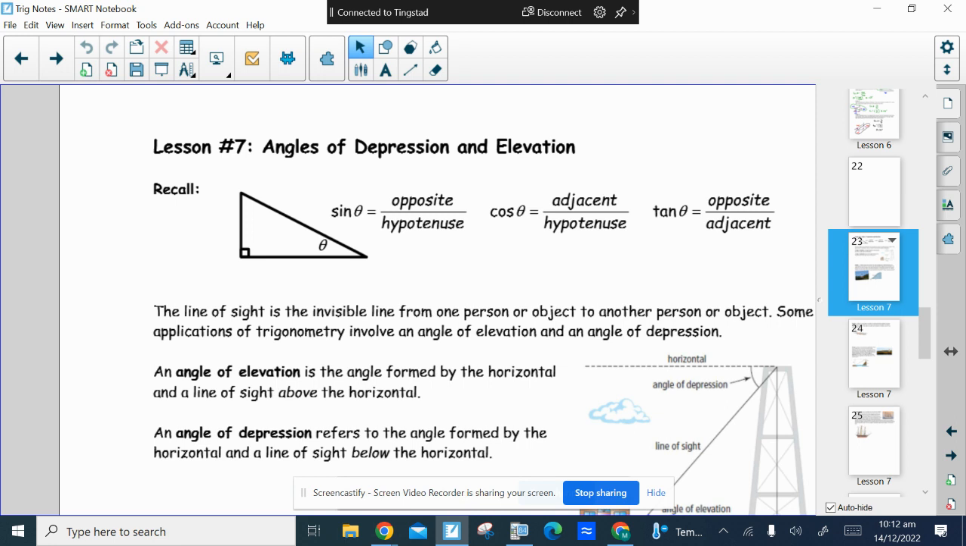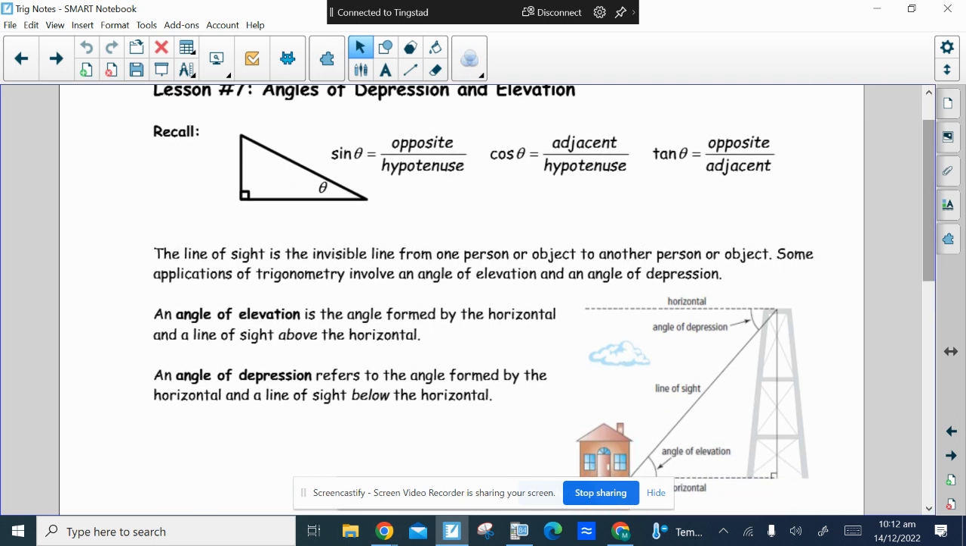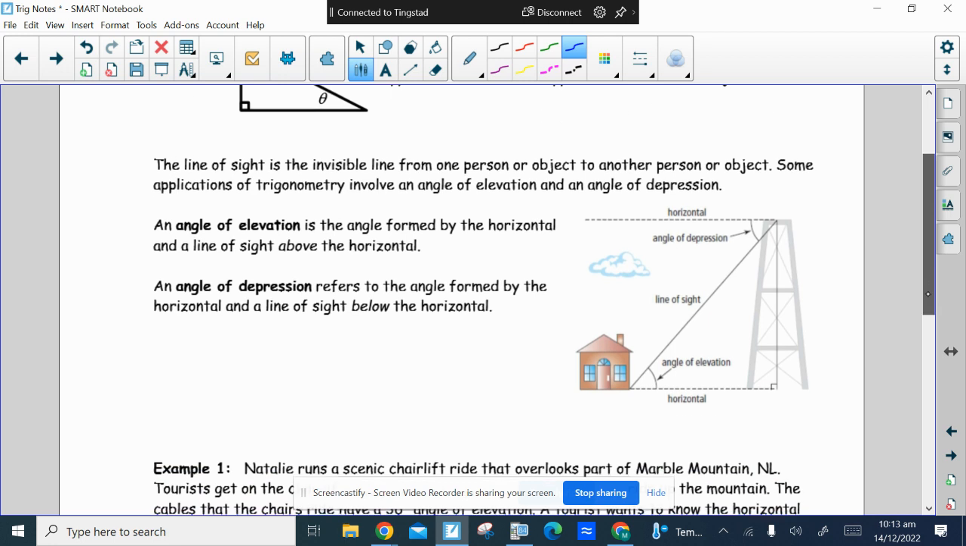So remember, our trig ratios are the sine, cosine, and tangent. They can only be used if you have a right triangle. And you will be given these for your quiz and your test coming up. But we also have SOHCAHTOA, which tells us what those three ratios are. Right? The SO part means that sine is opposite over hypotenuse. The CA part means that cosine is adjacent over hypotenuse. The TOA part means that tangent is opposite over adjacent.